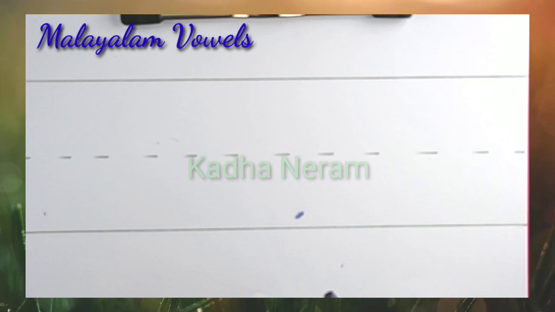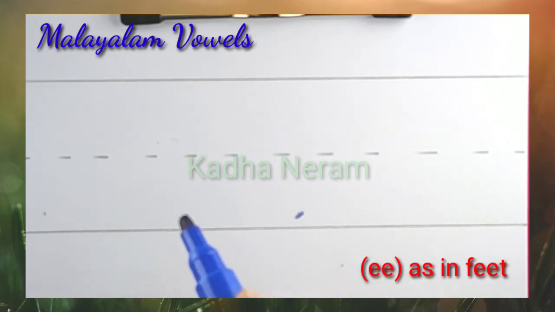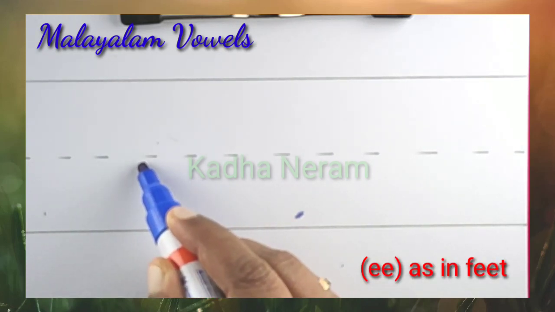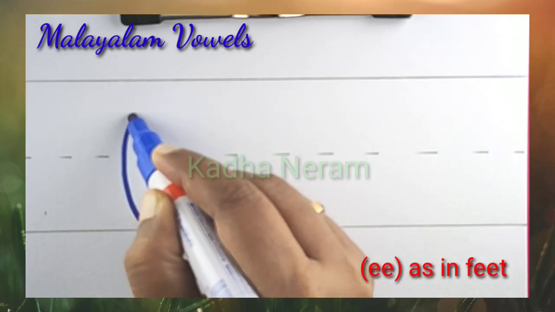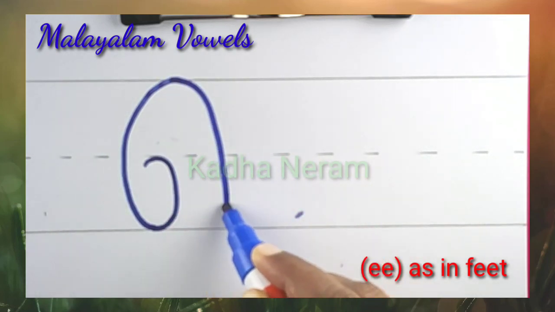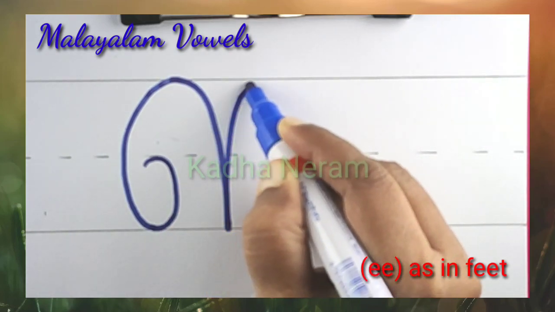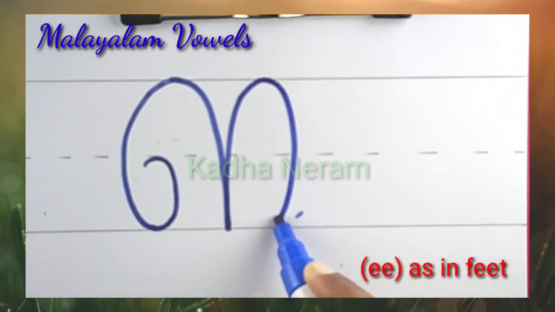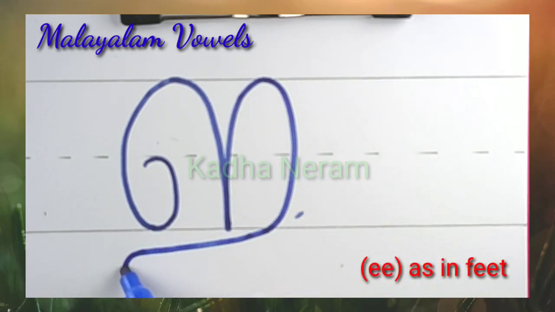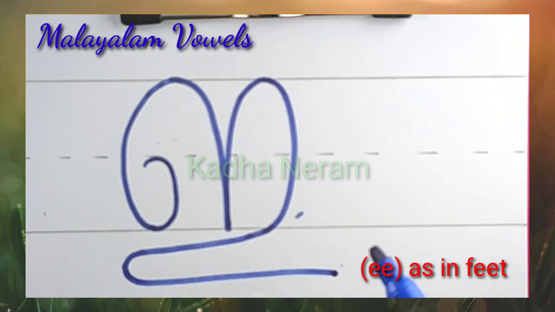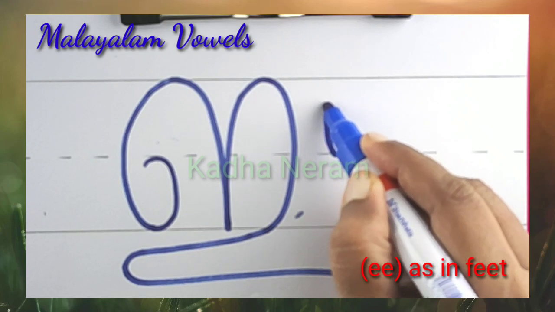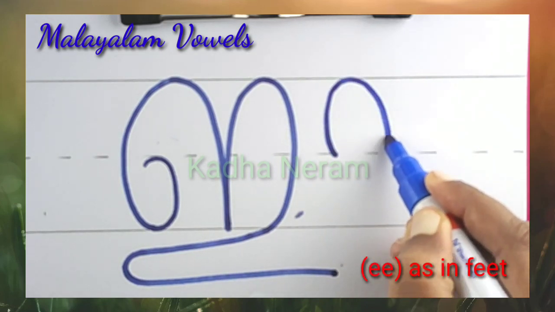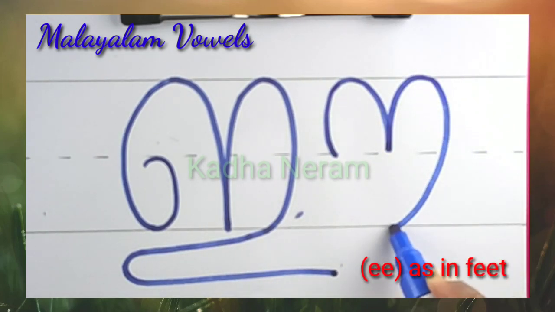The next vowel is E. That is again like E. We start from here. We'll go up. We come down here. Same like E, we will be doing. We go down here. Now this is E, and now how we will make it E? That is you write. This is E.